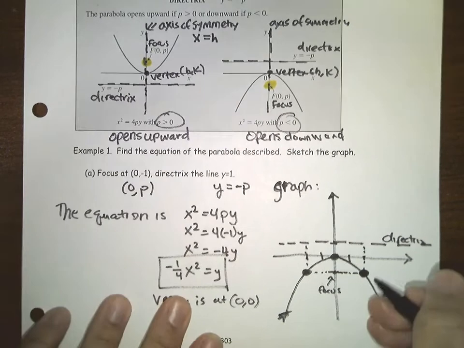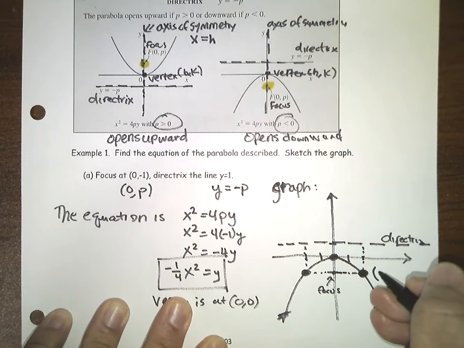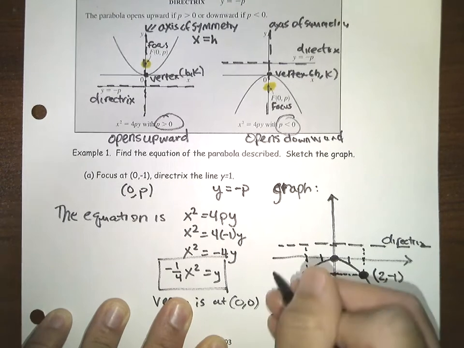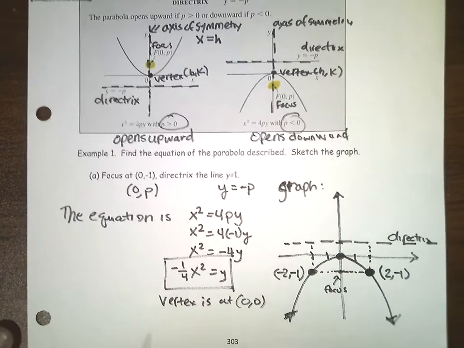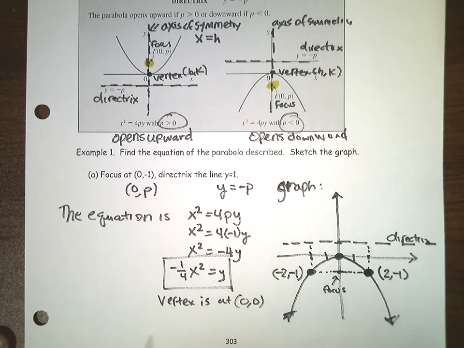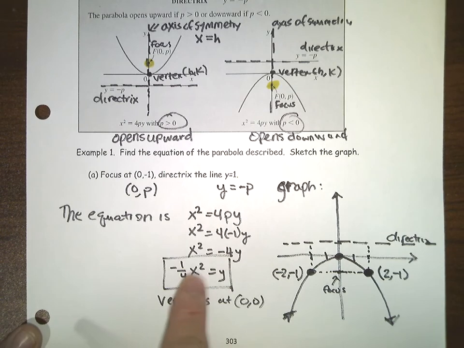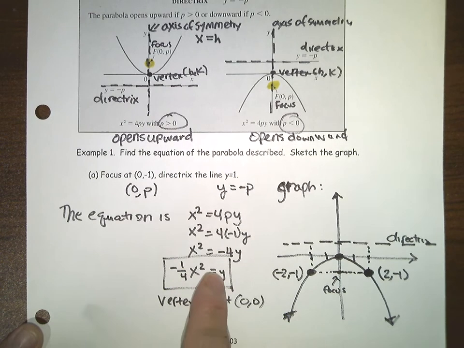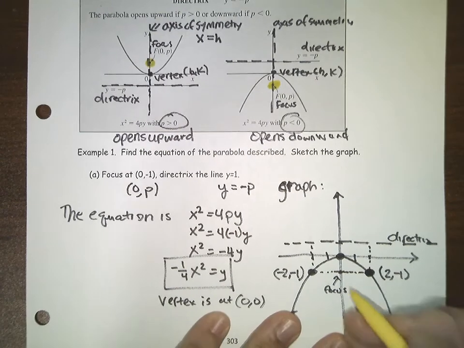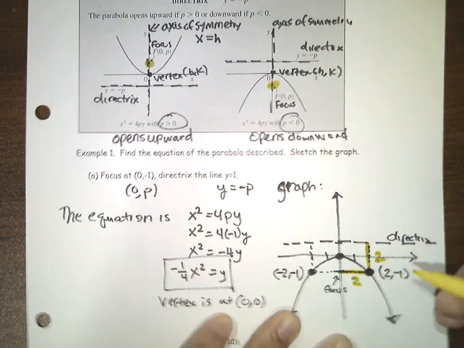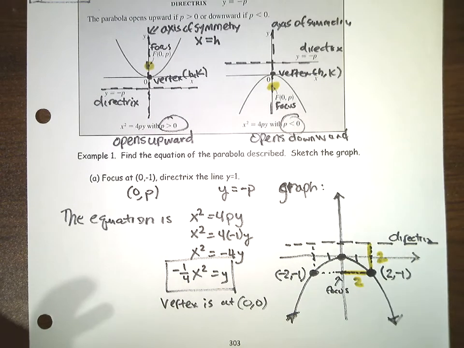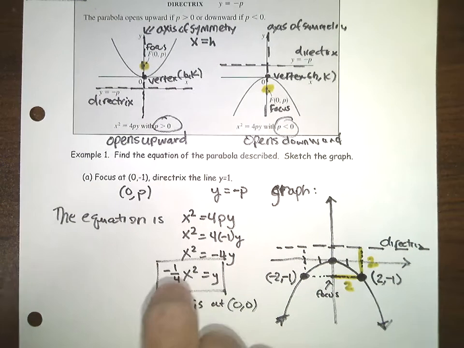All right, so this point is at (2, -1), and this point is at (-2, -1). So again, you could figure that out by substituting points in here, but if I can tell you that this distance right here is equal to 2, and this distance right here is equal to 2, then I can draw the graph without actually substituting points into the equation.